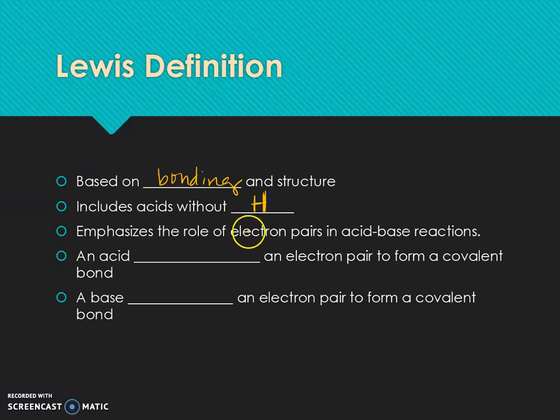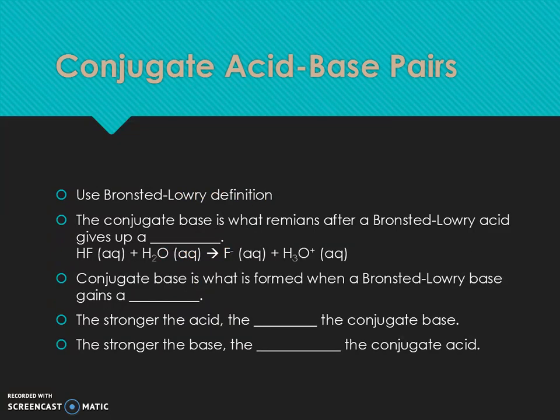Okay, so what determines whether something is a Lewis acid or a Lewis base? Well, a Lewis acid is one that accepts an electron pair to form a covalent bond, and a base is one that donates an electron pair in order to form a covalent bond. And that's the only difference between them. Now, we're not going to use this one too much. We're not going to emphasize it, but I did want to present it to you so you would know the three types.